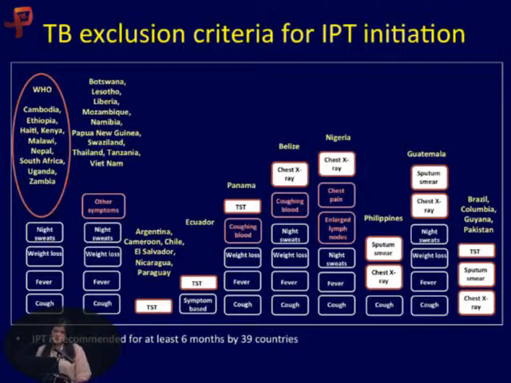Let's move on to the IPT-related recommendations. So a total of 39 countries recommend a minimum of 6 months of IPT. We've categorized these countries according to the TB exclusion criteria followed by them. 9 countries are consistent with the WHO guidelines and recommend the 4-symptom screening algorithm. In 10 countries, other symptoms are also recommended to exclude active TB.